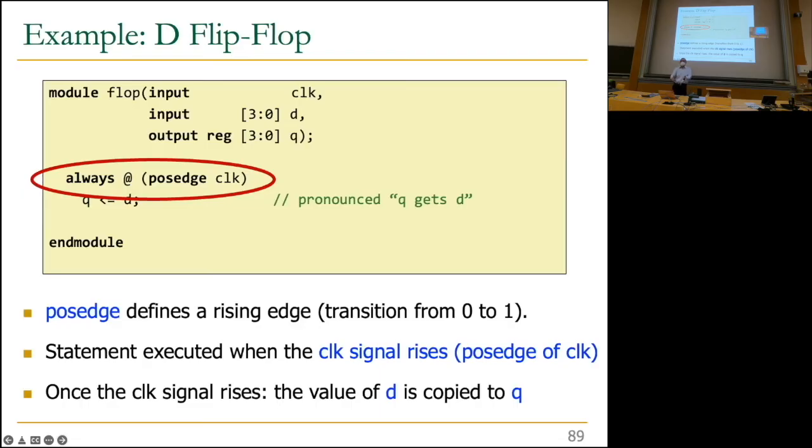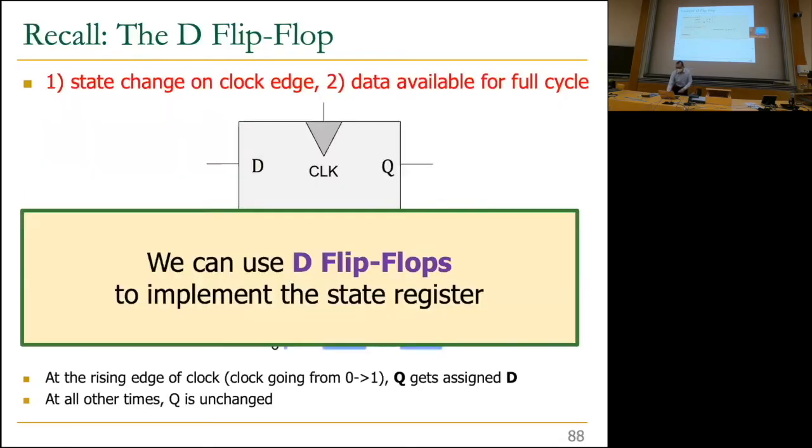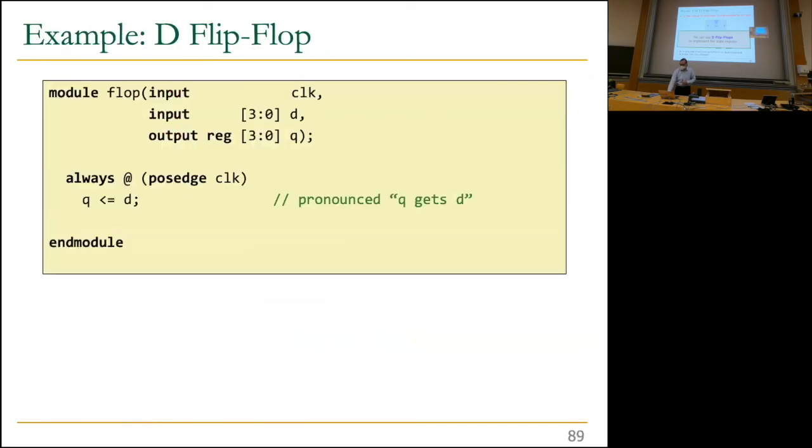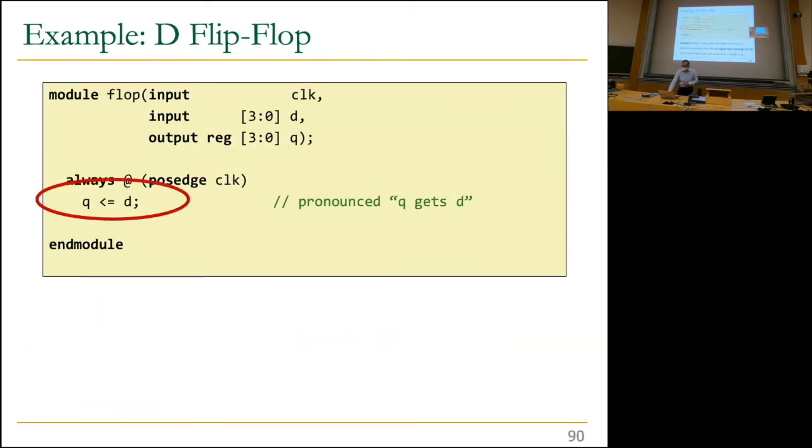Now you can take this, synthesize it, and based on your underlying cell library, you may get potentially this or something else. Again, it could be XNOR gates. It could be something else, right? Okay, so let's take a look at this a little bit more.